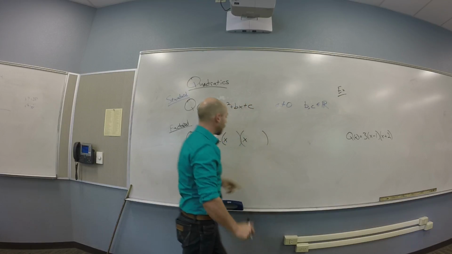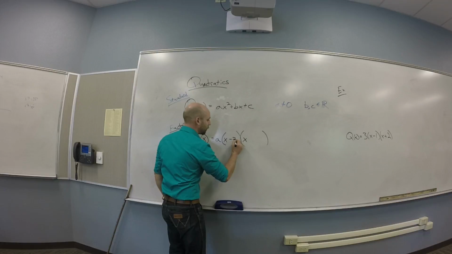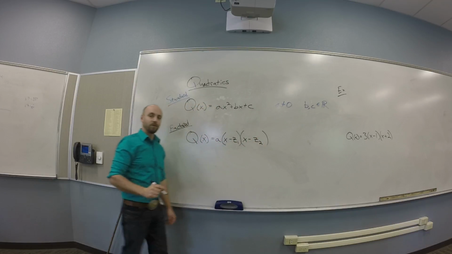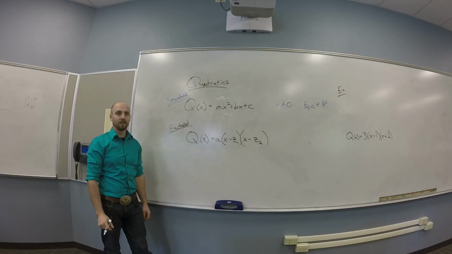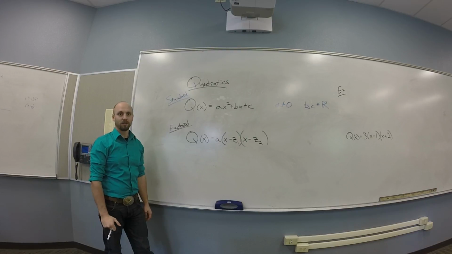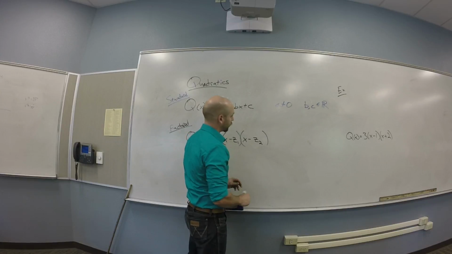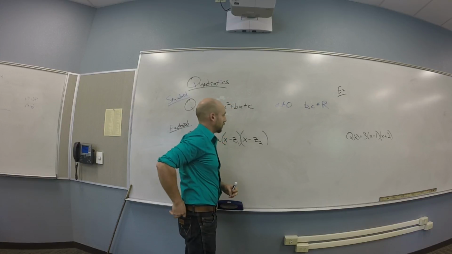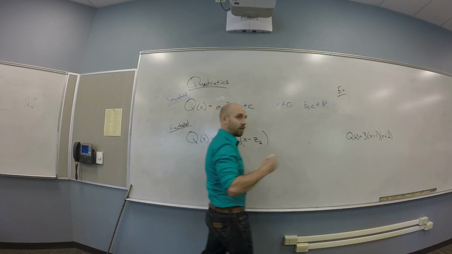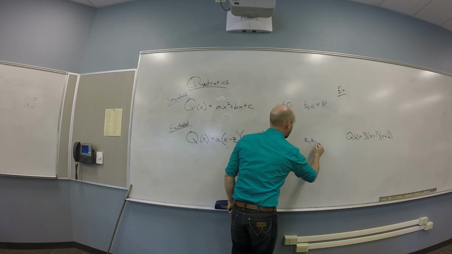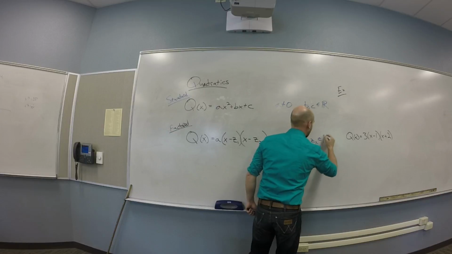Yes. So this would be like x minus z1 and x minus z2, with the minus signs kind of built in. Then z1 and z2 are the zeros. You guys with that? Okay. So what are the restrictions on those guys? They can be all reals. Yeah, the zeros could be wherever, right? So z1 and z2 could be real numbers.